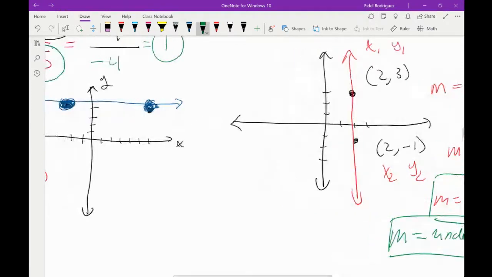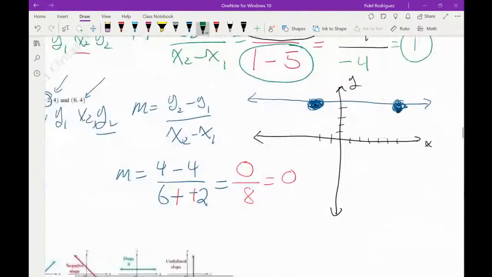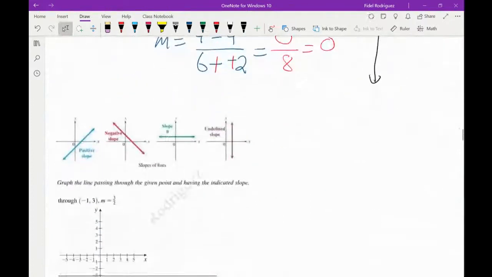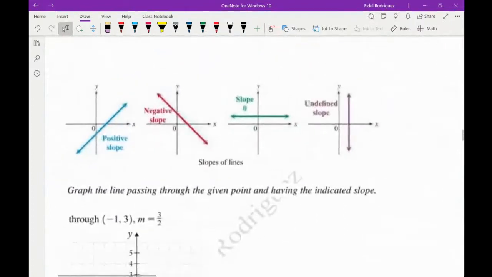So now let me kind of scroll back over here, and I want to show you something real quick. If you look at this part right here, guys, positive slope, hey, line goes up. Negative slope, hey, line comes down. Slope is 0, horizontal lines. And the one we just did right now, vertical lines, are undefined slopes, okay?